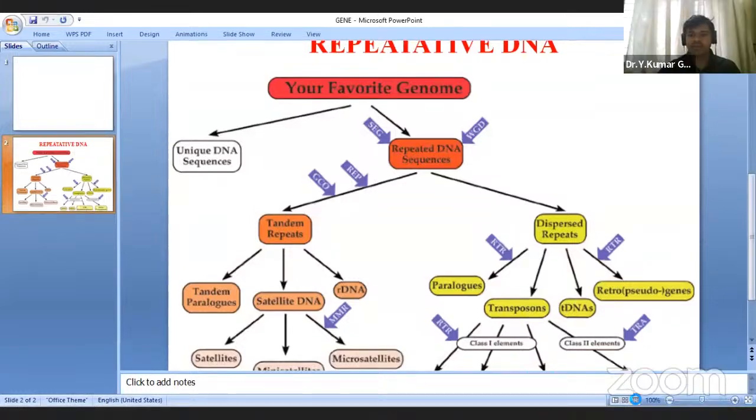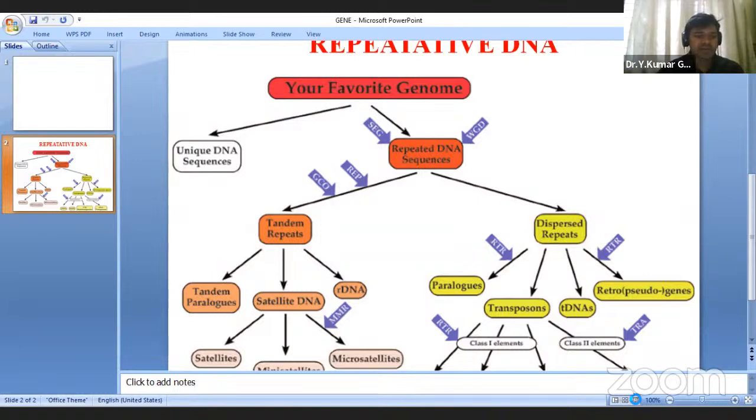So, repetitive DNA. What is repetitive DNA? The name itself says repetitive, that means the nucleotide sequence is formed repeatedly. So that is called repetitive DNA.